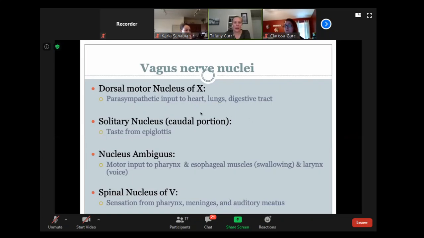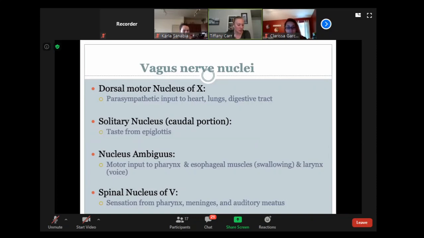So again, we have the dorsal motor nuclei of cranial nerve 10. Really make sure that you note that this is not a true motor. It's the parasympathetic input to the heart, lungs, and digestive. So the dorsal motor is parasympathetic. Everything else follows more along with what it should.